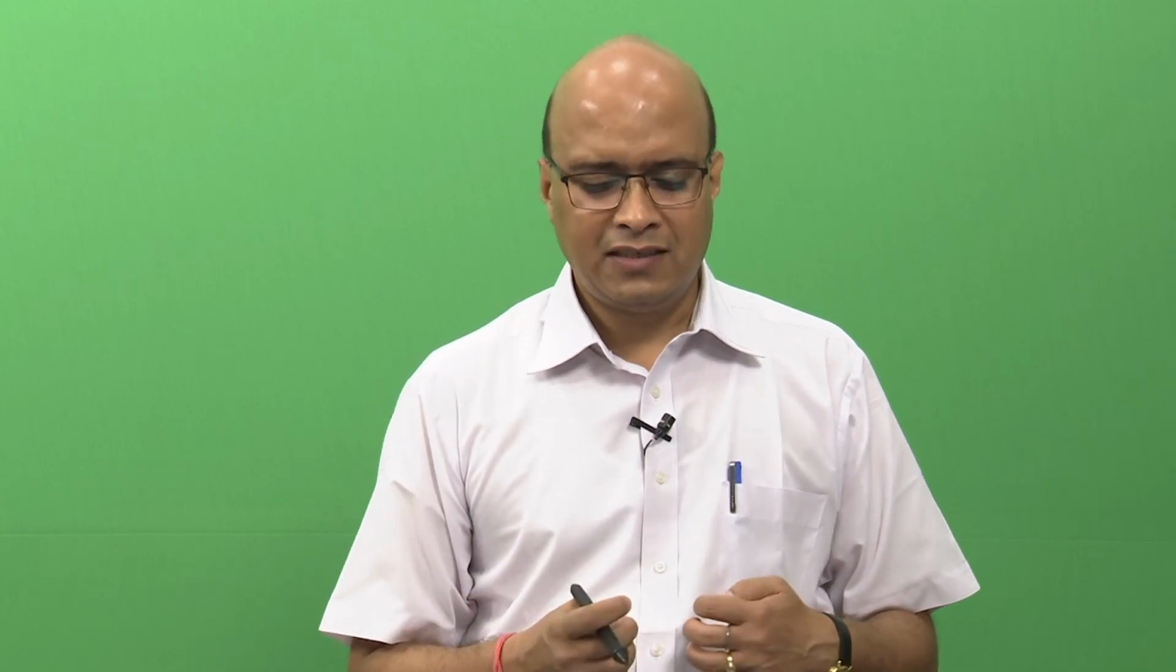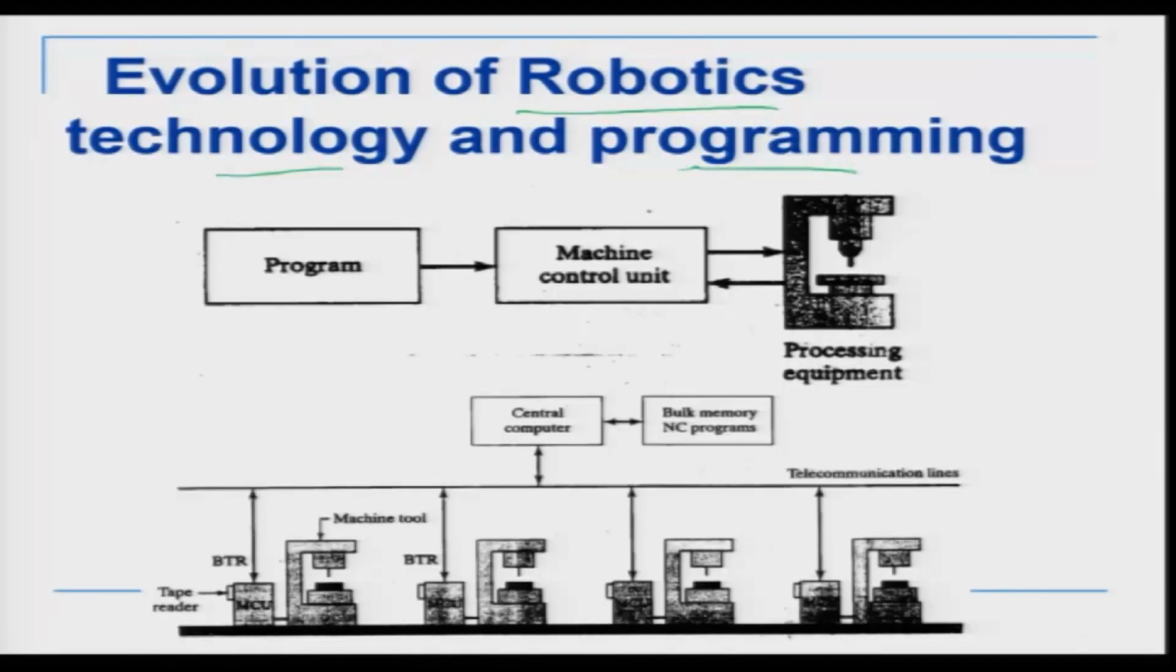So essentially, the manufacturers must provide a very simple programming language, either a programming language or an animation-based GUI, where you can use your mouse and move the robot around, and the robot can learn by itself. Okay. So that is basically a robot programming language, and we will see the evolution of two things: one is the robotics technology and the other is programming.